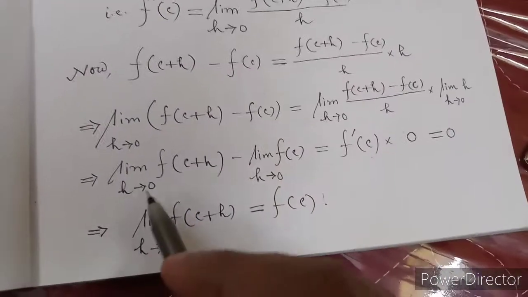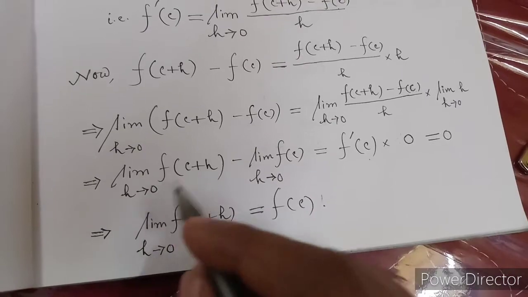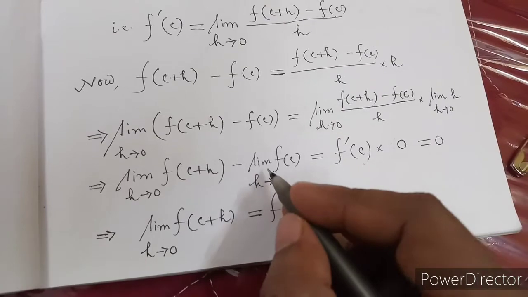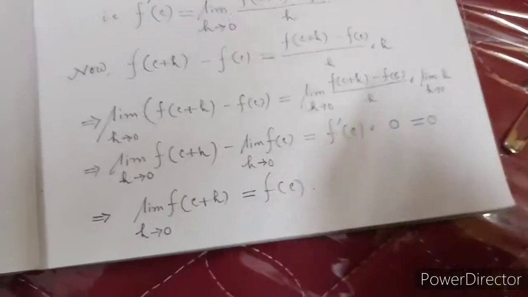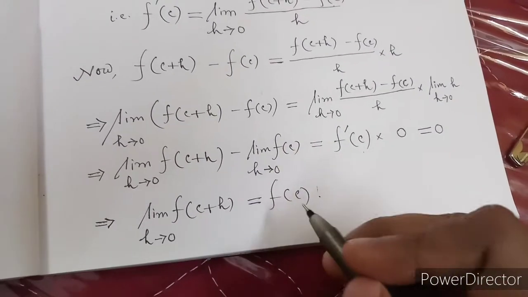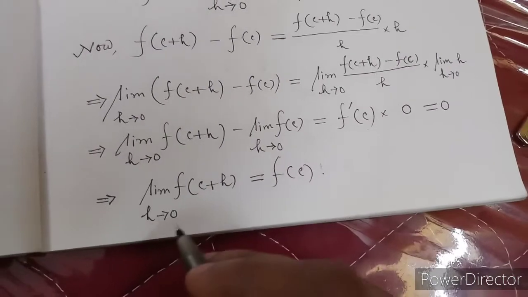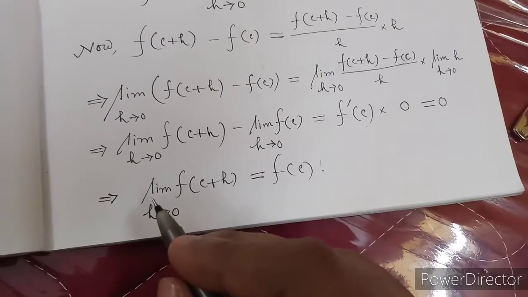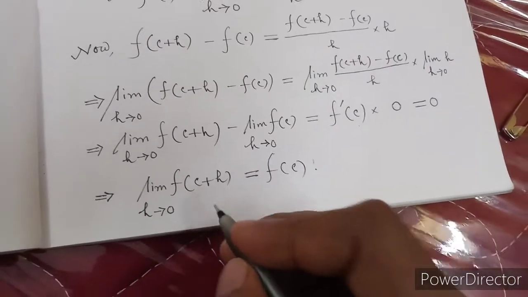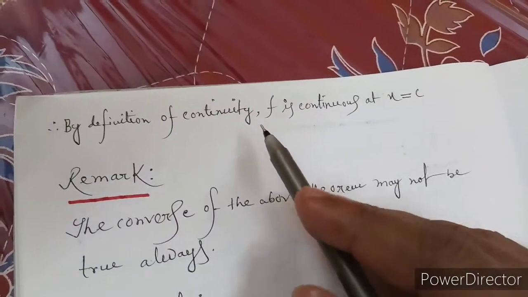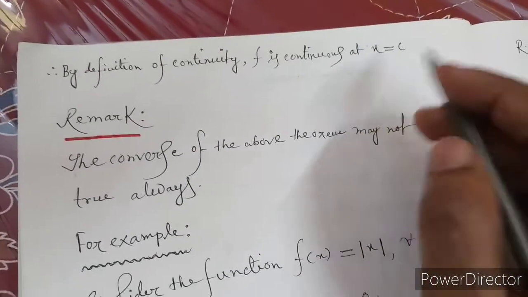So now let's look at that. The limit as h tends to 0 of f of c plus h minus the limit as h tends to 0 of f of c is 0. This quantity is independent of h, so it is a constant, and that is f of c. So the limit as h tends to 0 of f of c plus h is equal to f of c, and this shows that it is continuous at the point x equal to c. Hence by the definition of continuity, f is continuous at x equal to c.